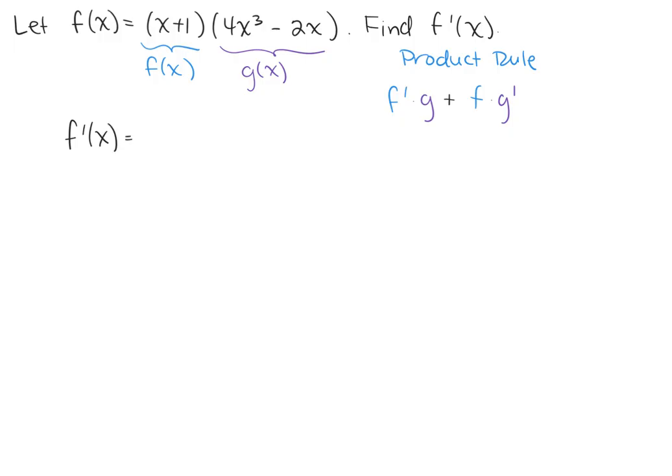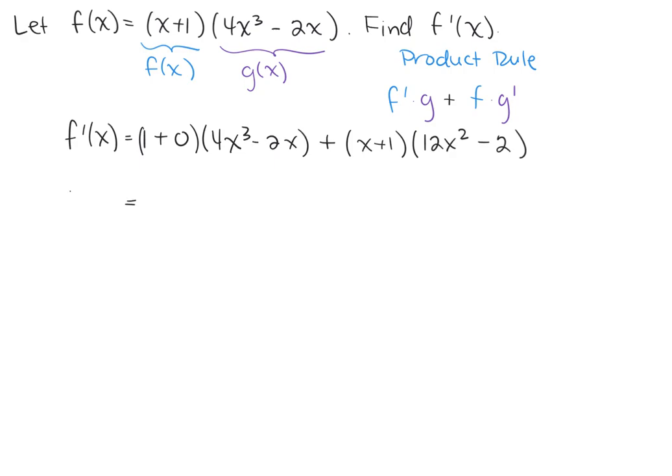Let's take the derivative of x plus 1. The derivative of x is just 1, and the derivative of 1 is 0. I'm going to multiply that times g of x, the second part. And then I'm going to add it to the first part, f of x, x plus 1, and multiply it by the derivative of g of x, the second part. So the derivative of 4x to the third is 12x squared, and the derivative of 2x is just 2.